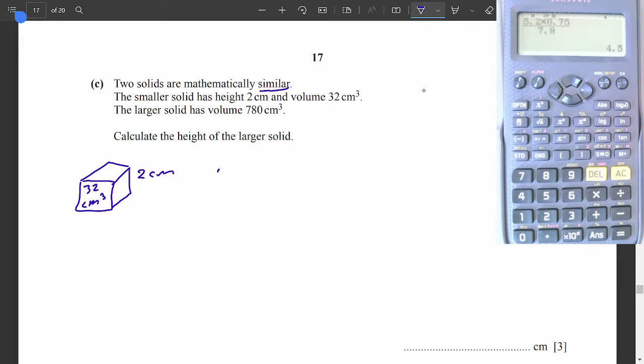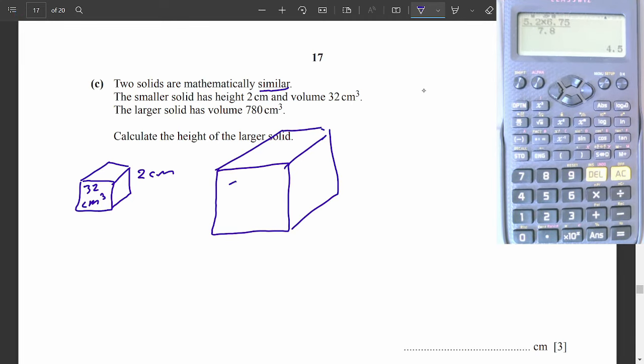Then we got a larger solid, which is similar. So basically, it looks exactly the same. It's just bigger. This time, it's got a volume of 780 centimeters cubed. And we don't know what the height is. So the same thing we did before. Because they're similar, the ratios of these values are the same. We're going to start with the height. Let's call the height x. So we're going to say x centimeters is the height of this bigger shape.